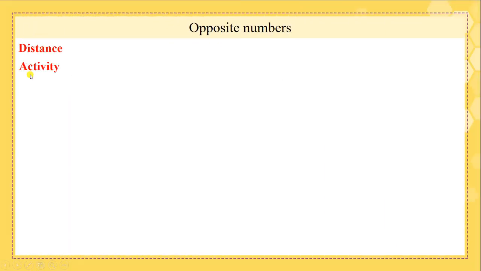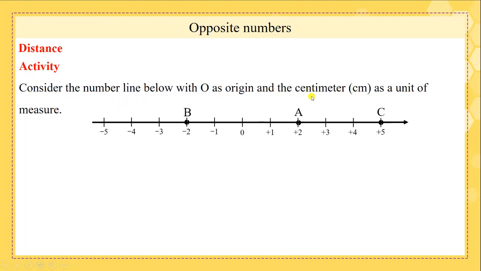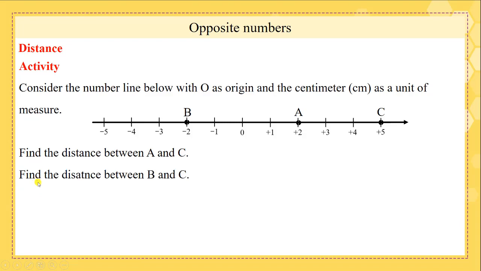Distance. Activity. Consider the number line below with O as origin and the centimeter as a unit of measure. Find the distance between A and C. Find the distance between B and C. Please pause the video and try to solve this activity. AC is equal to 3 centimeters and CB is equal to 7 centimeters.